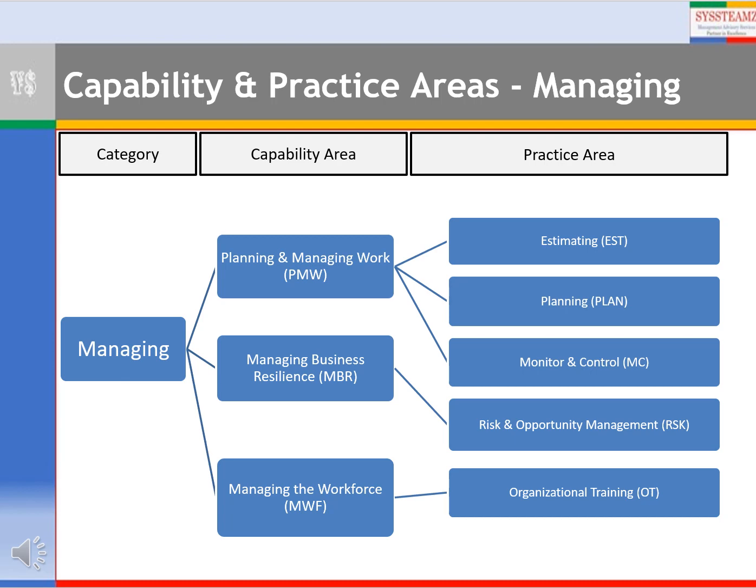The category managing includes 3 capability areas. Planning and managing work, comprising of practice areas for estimating, planning, and monitoring and control. Managing business resilience, comprising of practice area for risk and opportunity management. Managing the workforce, comprising of practice area for organizational training.